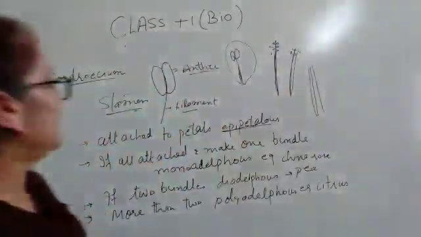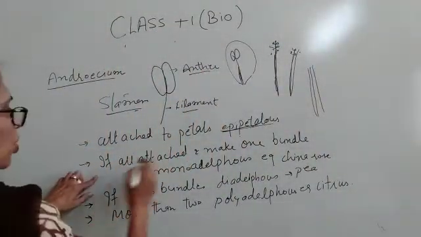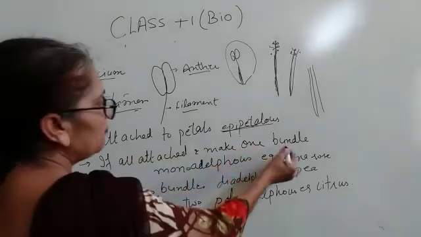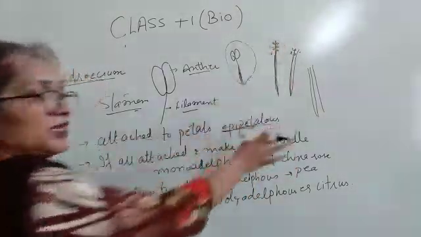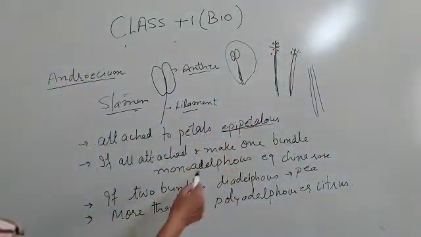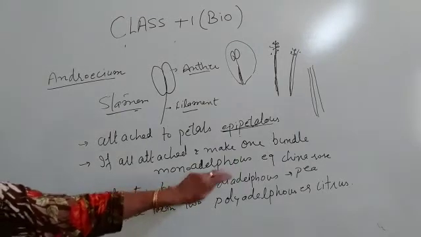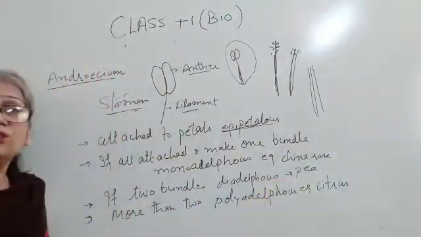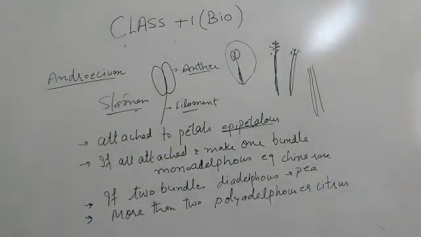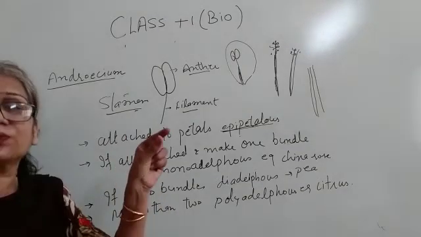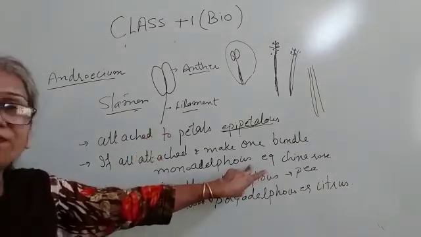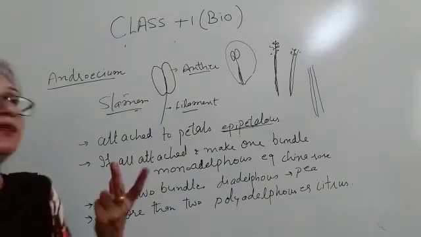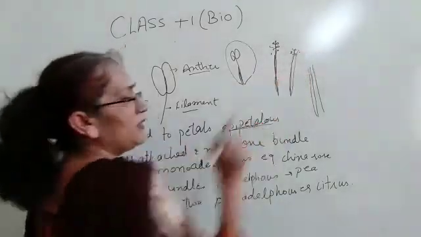Now if they are all attached and make one bundle, ऐसे एक ही बन गया, then we call it monoadelphous. Clear? Then we use the word monoadelphous. Example is China rose. Now, yesterday in the Zoom class I have shown you that flower. अगर आपने ध्यान से देखा तो सेंटर में एक long tube था उसका. So that is monoadelphous.